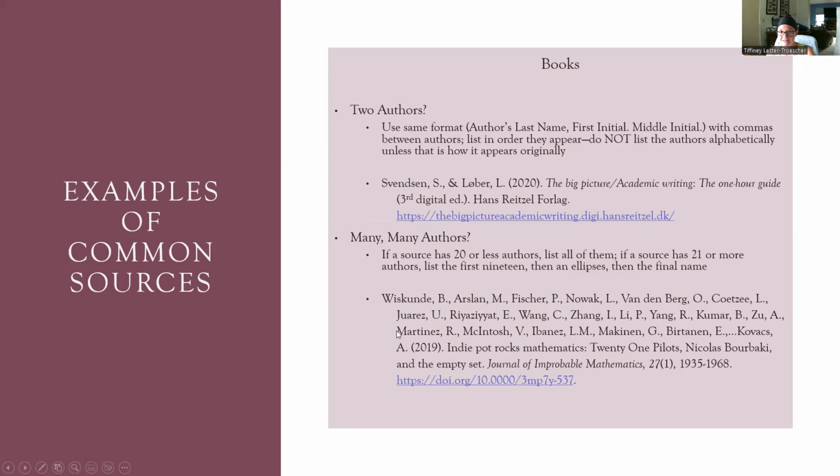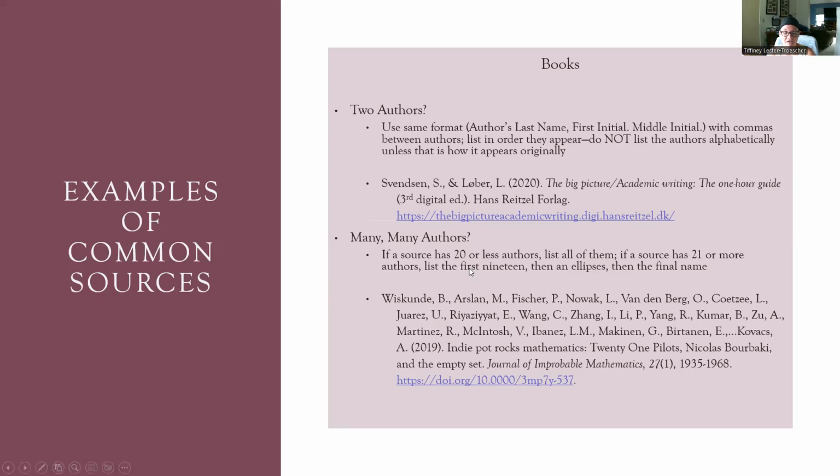It's tedious, but this is how it's supposed to be done. You list up to 20 authors. If there are 20 authors, you list every single one of them. If the source has 21 or more, you list the first 19, and then you use an ellipsis, which is these 3 dots here, dot, dot, dot, and then the last author on the list. So you still end up with 20 names, right?